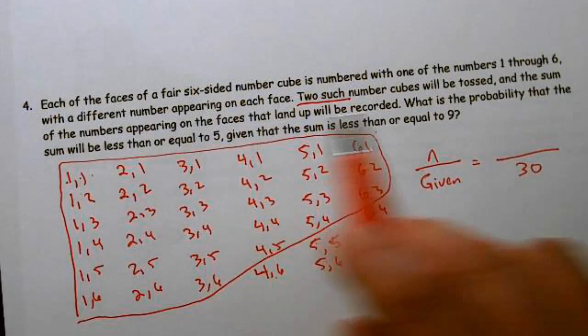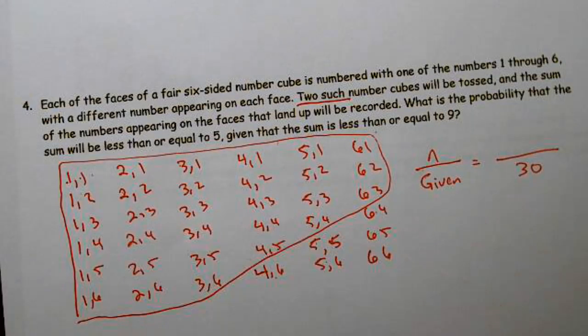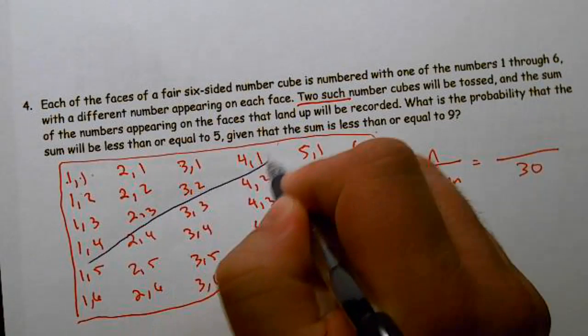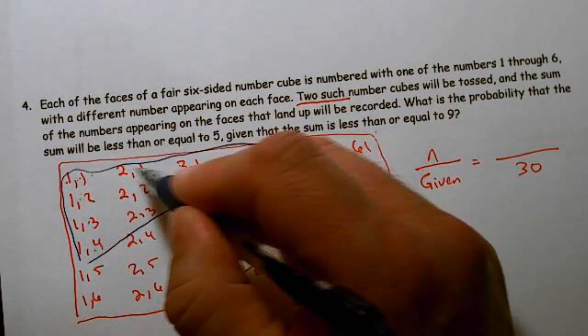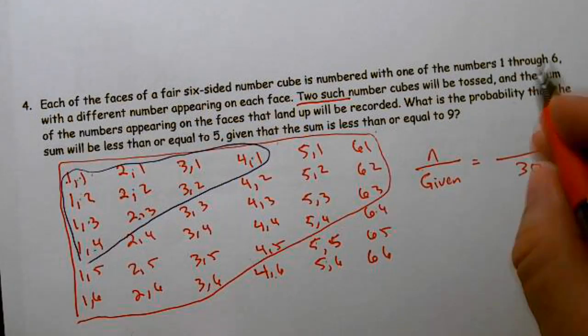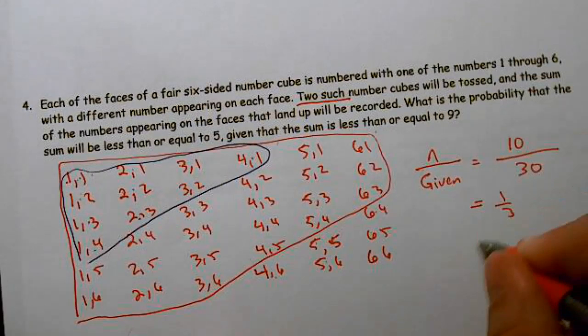And it says less than or equal to 5. Well, my less than or equal to 5 is this group right here. 1, 2, 3, 4, 5, 6, 7, 8, 9, 10. So in this case, 10 out of 30 equals 1/3 or equals 0.333.